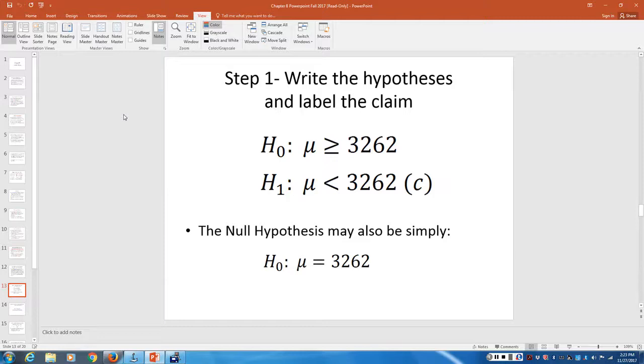And that's why it says the null hypothesis may simply be mu is equal to. Well, the statement would have had to say is at least, but it just said is. But if you're going to go truly with the dichotomy, then yes, you have to include that. But really, statisticians just use equal to. It makes things a lot cleaner.